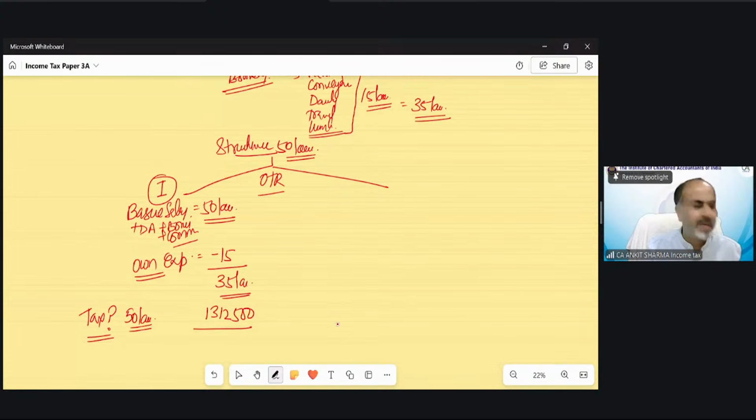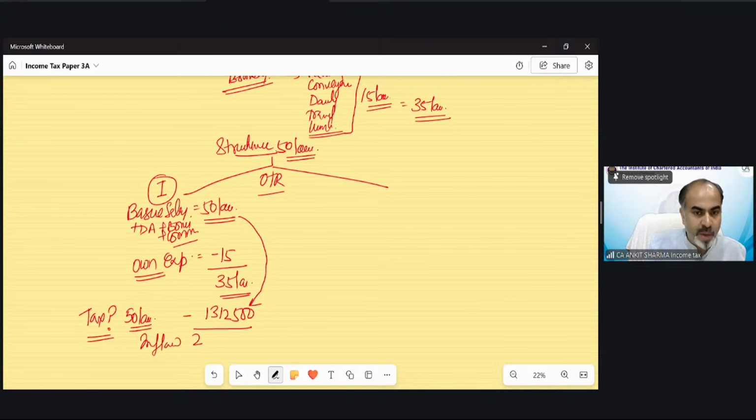It's an approximate figure. So after this tax payment, which is going to be on 50 lakh as per slab rate, the remaining inflow in his hand after paying tax would be approximately 21 lakh 87,500 if he gets 50 lakh as basic salary, etc.